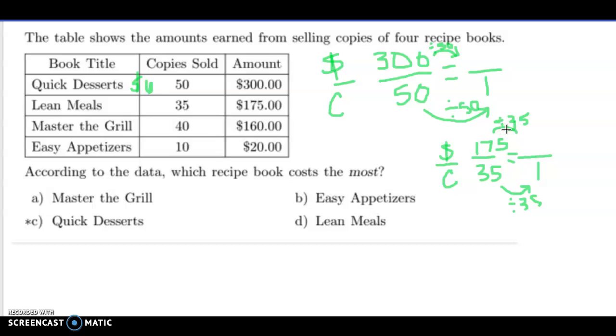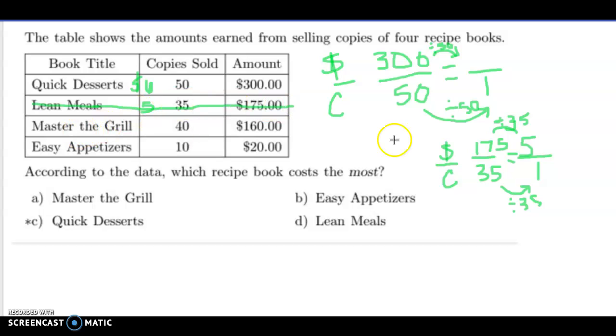Oh, I can't seem to write that well. Pick up your calculator. 175 divided by 35 is actually equal to 5. So far, that is not the most expensive, and that's what I'm looking for because it costs $5 a copy. So I'm going to go ahead and cross this one out. That can't be an answer.